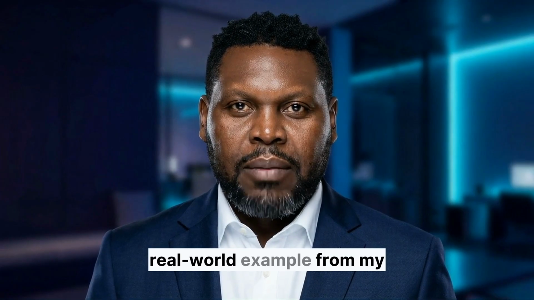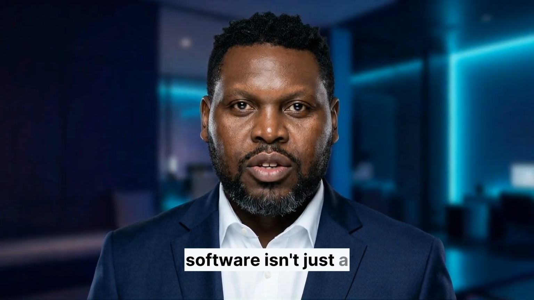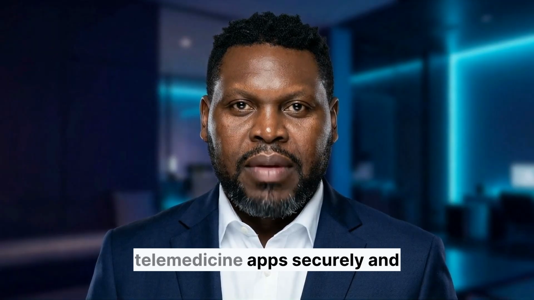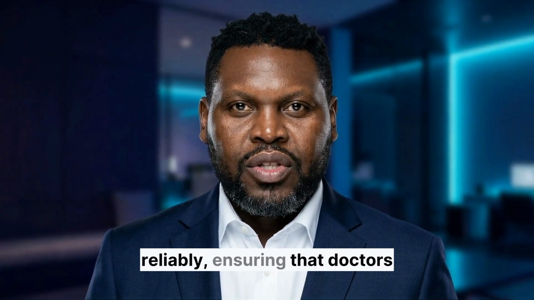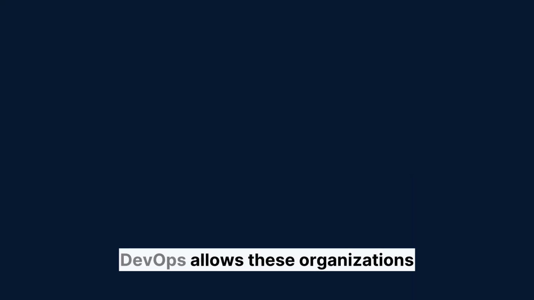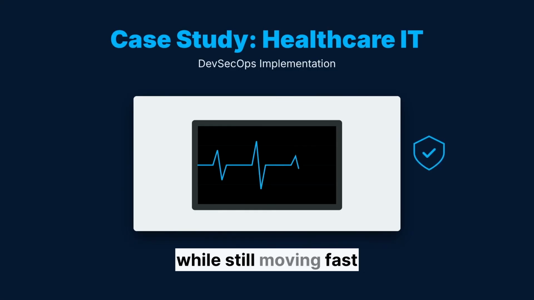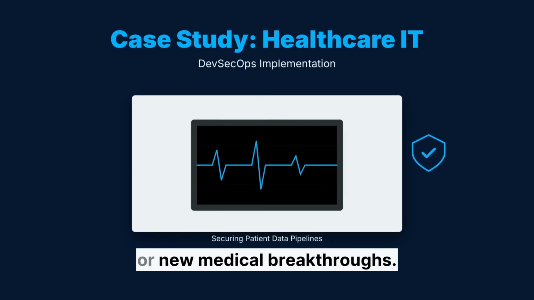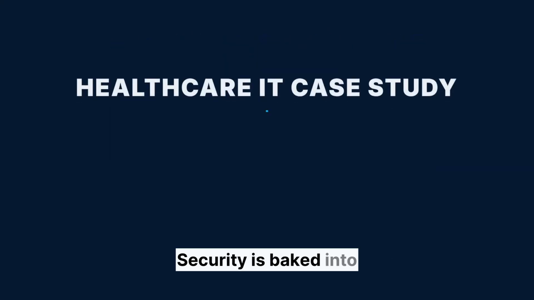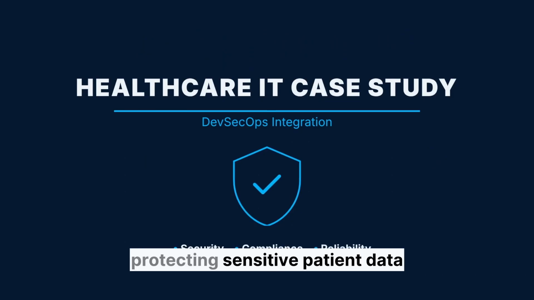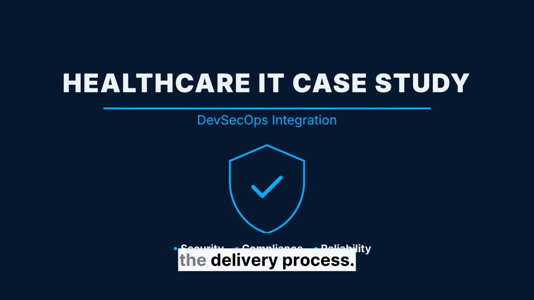Let's look at a real-world example from my own backyard: healthcare. In hospitals and clinics, software isn't just a convenience, it's critical for patient safety. By adopting DevOps, healthcare organizations can update electronic health record systems or telemedicine apps securely and reliably, ensuring that doctors always have the best data. DevOps allows these organizations to stay compliant with strict regulations like HIPAA while still moving fast enough to respond to a global health crisis or new medical breakthroughs. Security is baked into the pipeline from the start, a practice we often call DevSecOps. It's about protecting sensitive patient data at every step of the delivery process.